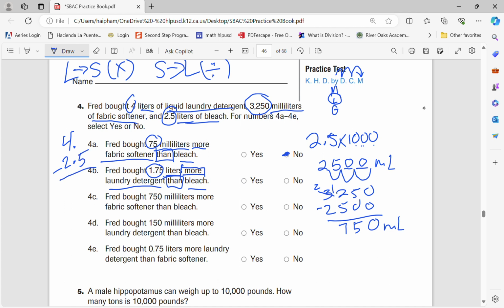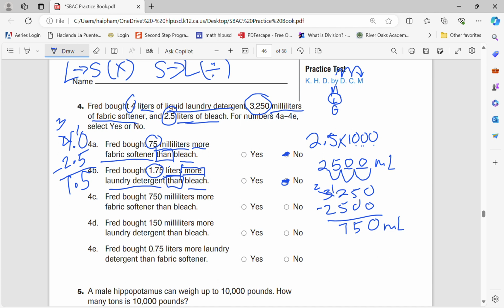Let's go ahead and make this an equivalent decimal here, so we could subtract. Let's regroup the 4 whole into 10 tenths. 10 minus 5 will give me 5. 3 minus 2 will be 1. So we have a difference of 1.5 liters, not 1.75 liters. So this is another no.